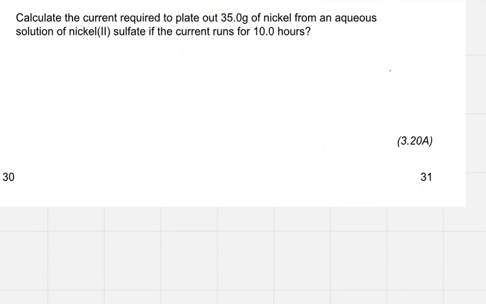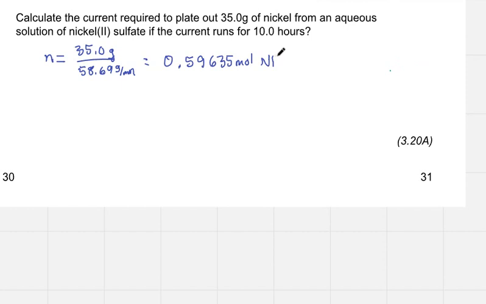And finally, for this page at least, calculate the current required to plate out 35 grams of nickel. I'll go a little faster because you've seen this before. 35.0 grams of nickel. Molar mass of nickel is 58.69 grams per mole. Divide that and get 0.59635 moles of nickel metal.